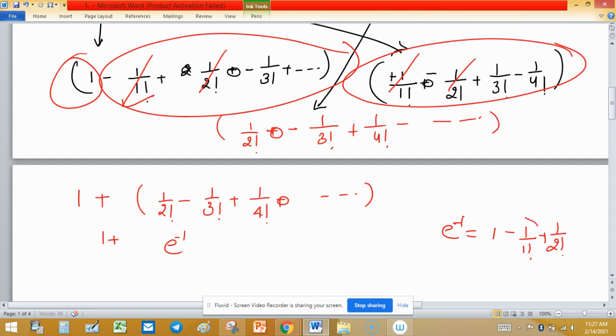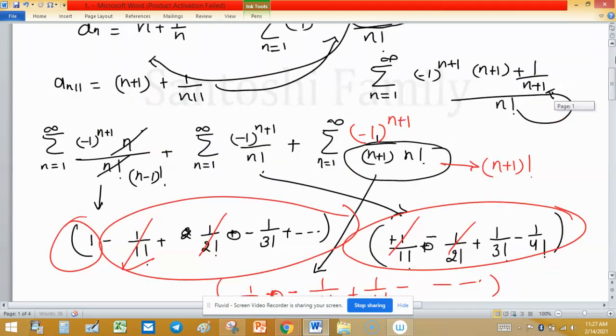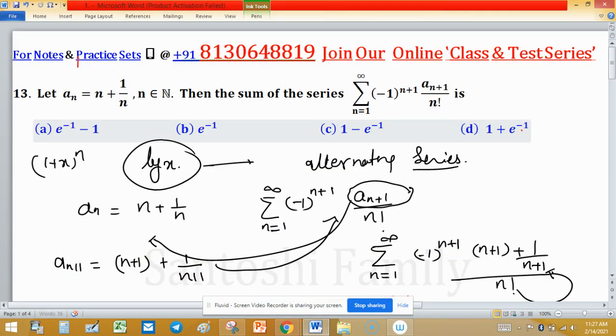So these two terms we need to add and subtract, so minus 1 plus 1, and it will cancel out. So 1 plus e inverse will be our right choice. 1 plus e inverse is option D. So option D is the correct option.